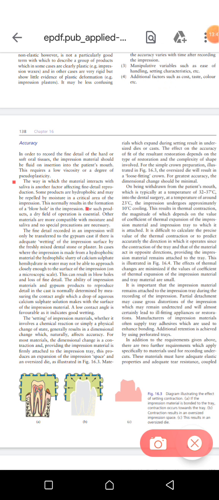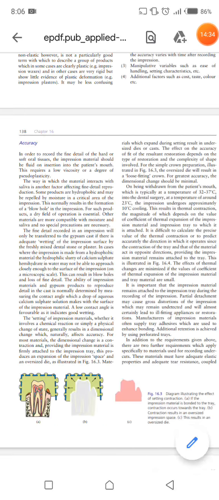Read this from here to here. The way in which the material interacts with the saliva is another factor affecting the fine detail reproduction. Some products are hydrophobic, which repel the saliva, bacteria and other organisms, and others are hydrophilic, which do not repel. The material may be repelled by moisture in a critical area of the impression. This normally results in the formation of a blow hole in the impression.